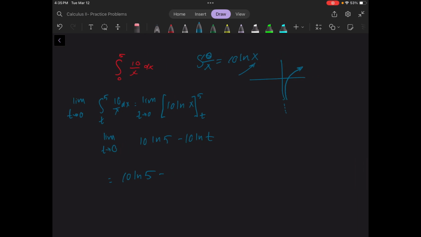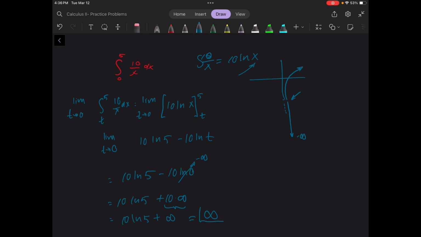We can see that as the domain of ln approaches 0, what happens to the range of ln? Well, this function is going to keep going down and down and down towards negative infinity. So essentially, ln of 0 is really just negative infinity. So we have 10 ln 5 plus 10 times infinity. Well, what is 10 times infinity? That's just infinity. So we have 10 ln 5 plus infinity. That, again, is just infinity.